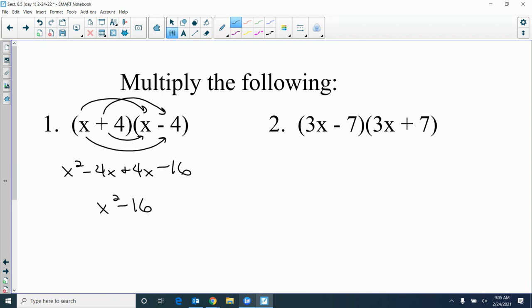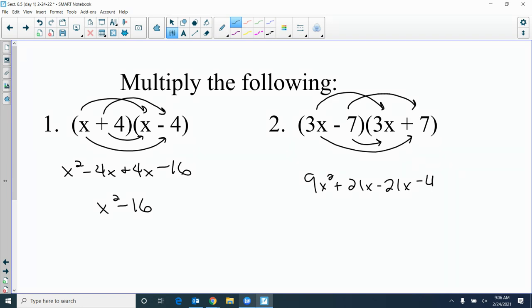The only time the middle term disappears is when one of them is plus and one of them is minus, and they're exactly the same. So if I multiply here, 3x times 3x is 9x squared plus 21x minus 21x minus 49. The two 21x's add up to 0. So you get 9x squared minus 49. Now here's our job. We're going to start here and go backwards.